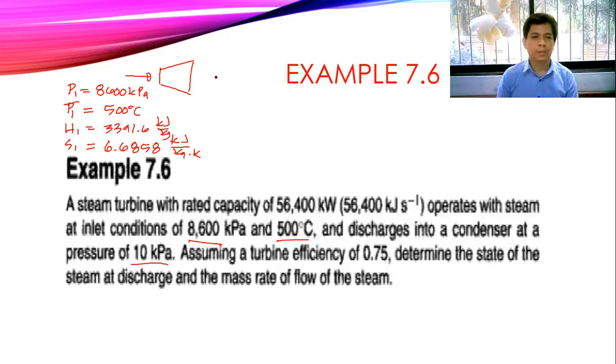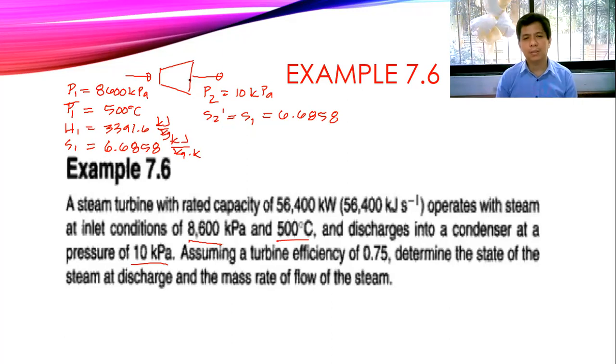Okay? Tapos ang final pressure na lumalabas sa problem ay 10 kPa. Okay? So, i-assume muna natin na isentropic yung process. So, pag isentropic yung process, yung S2 prime ay equal sa S1. This is also equal to 6.6858. So with this, we can try to find the quality.